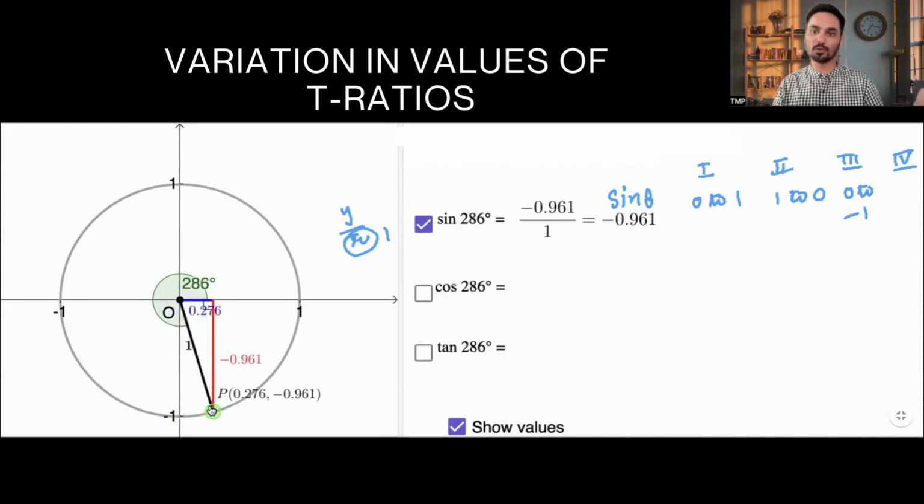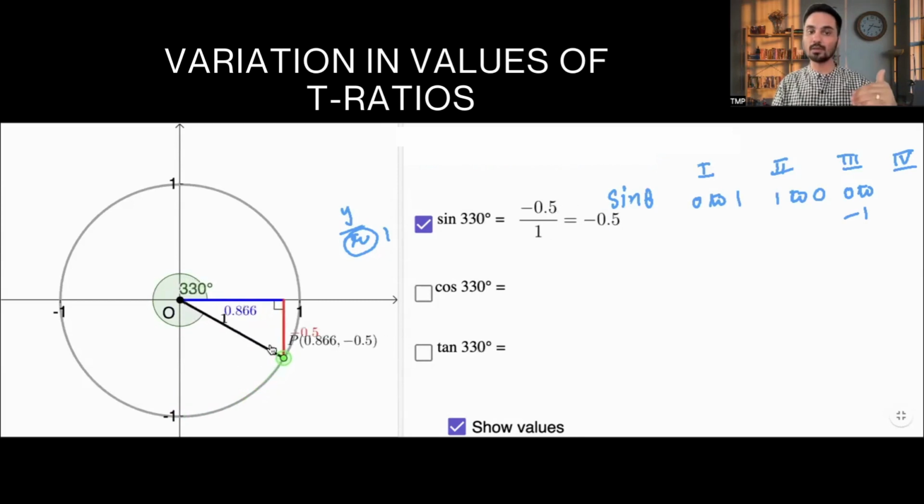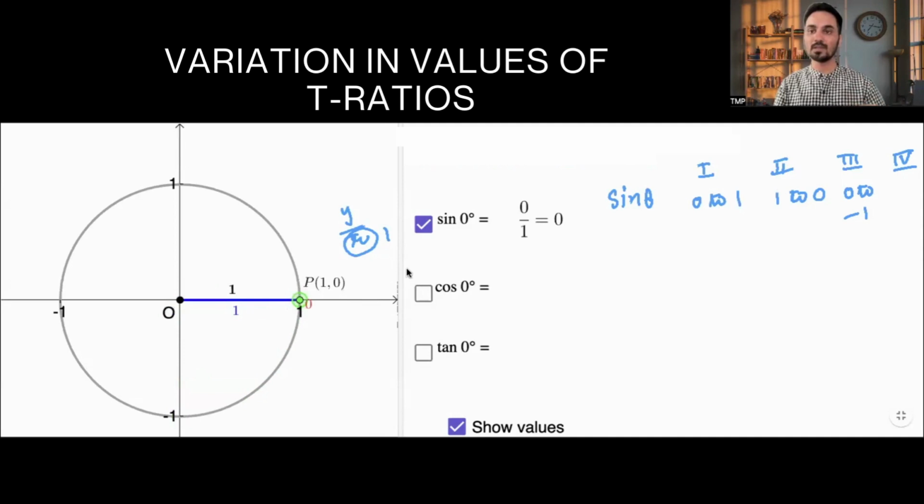As we move in the fourth quadrant, we'll observe that the value of sine is now increasing from minus 1 towards 0. So at 360 degrees, again, the value of sine will be 0. So the value of sine in the fourth quadrant changes from minus 1 towards 0. And don't worry about the table. I'll give you the summary at the end of the video.